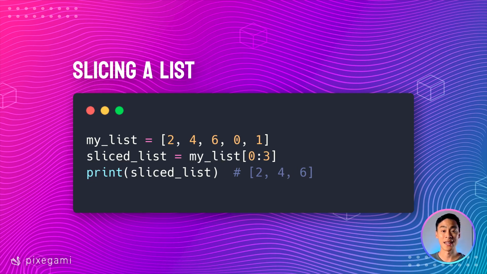You can also slice a list in Python using the square bracket notation. This will give you a new list with the items in the specified range. And it won't modify the original list or destroy it. It's just going to create a copy with items inside the range that you specify.